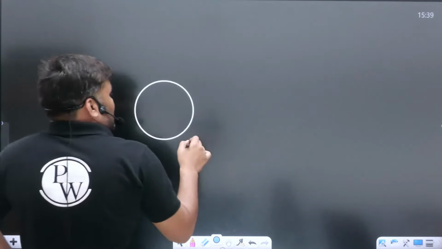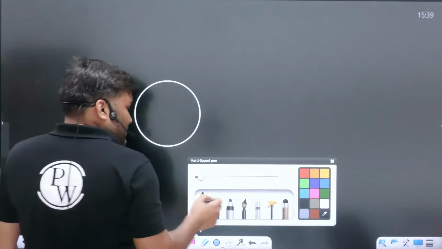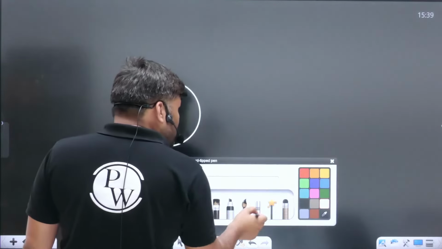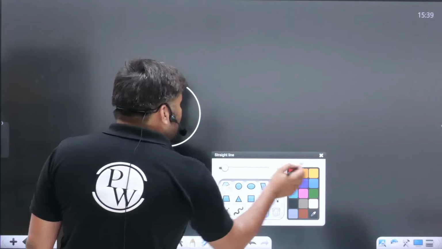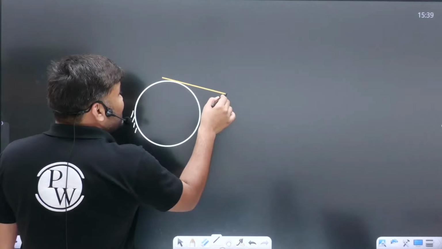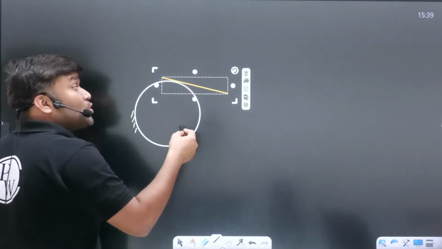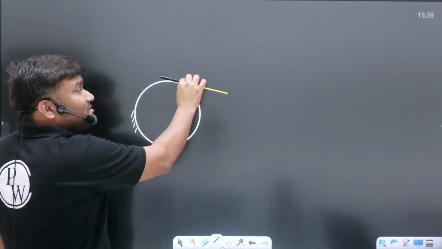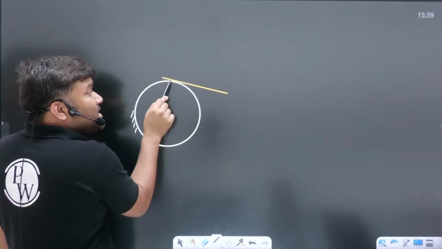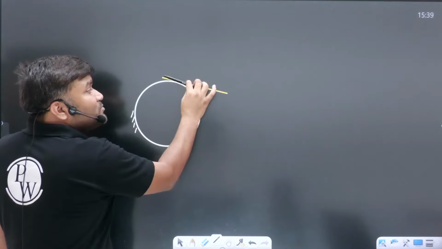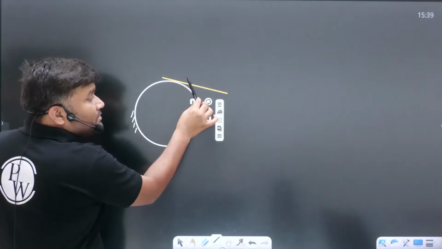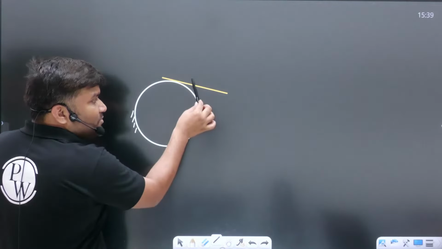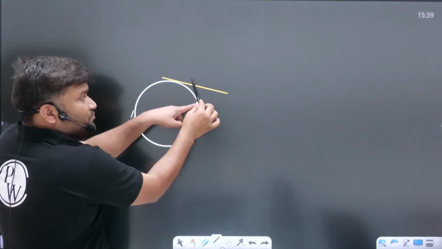Beta, this is the circle, fixed. And if you have a tangent which is rolling on the circle without any slip, this is the tangent. If this tangent is rolling on this circle without slipping, at this moment it is tangential at this particular point, somewhere here. Next moment this tangent has moved somewhere here, tangent at some other point.